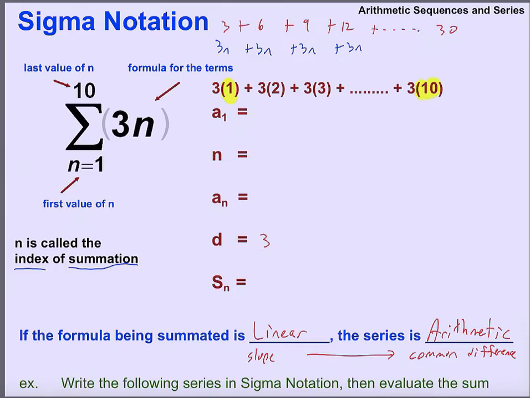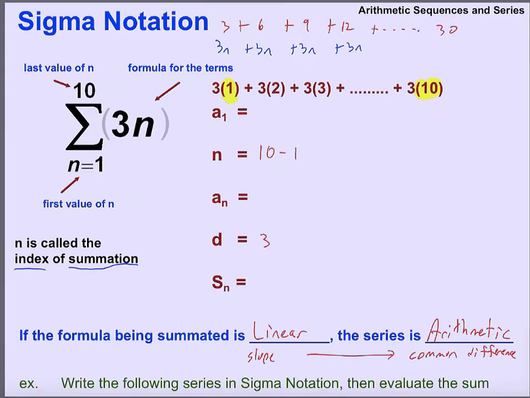So the way I like to write it is you take the last number for n that we're going to use. Notice it's not the last number from our series. It's not the 30. It's just the last number that we're plugging in for n.